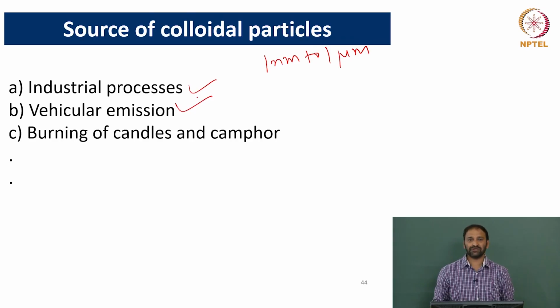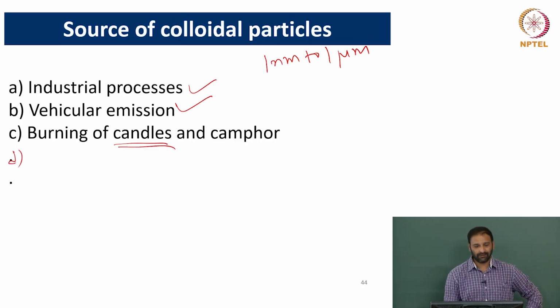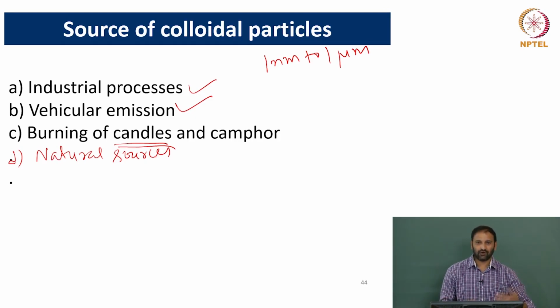It could also come from vehicular emissions, a lot of stuff that comes out from the vehicles. I gave an example of burning of candles in the other lecture, so it could come from burning of things like that. I can add one more to the list: you could have particles from natural resources, like I was talking about bacteria, virus, or the rubber latex and things like that. So you could have particles from any source.